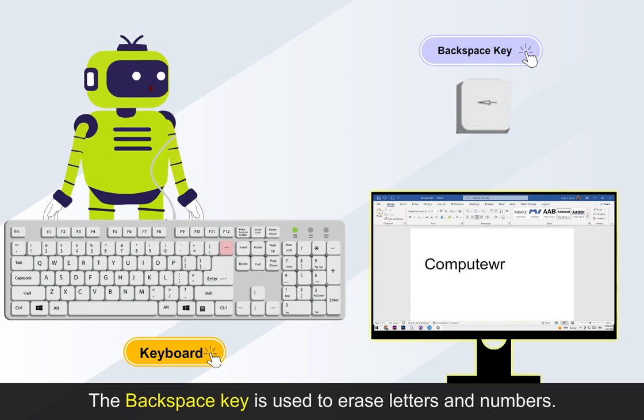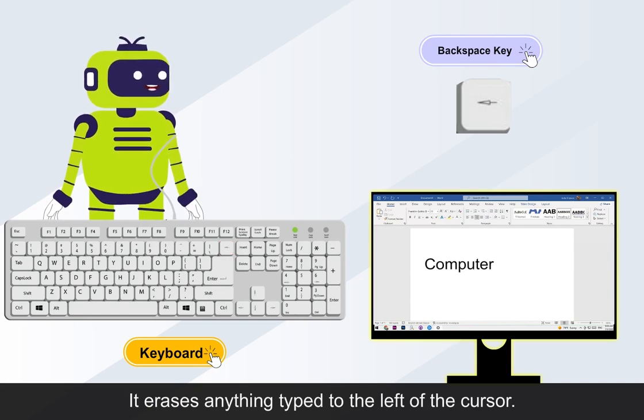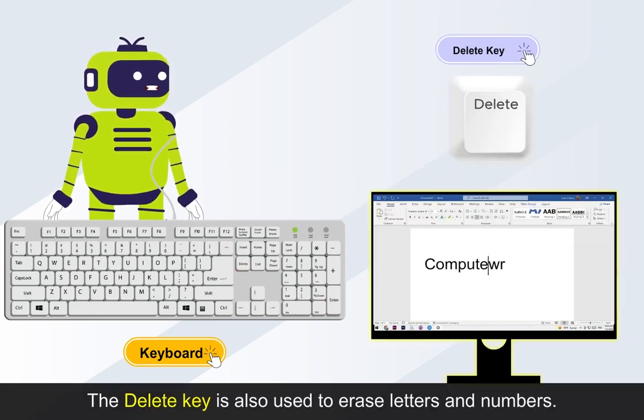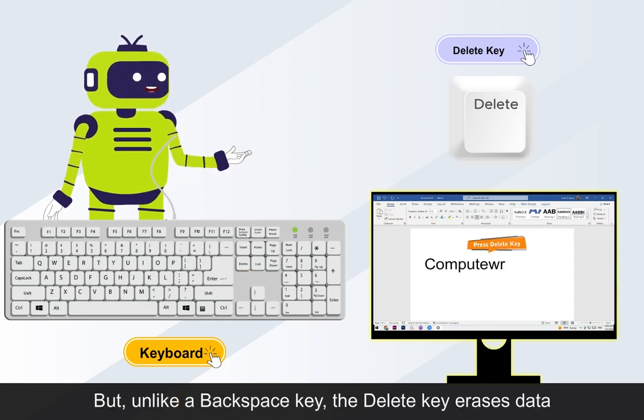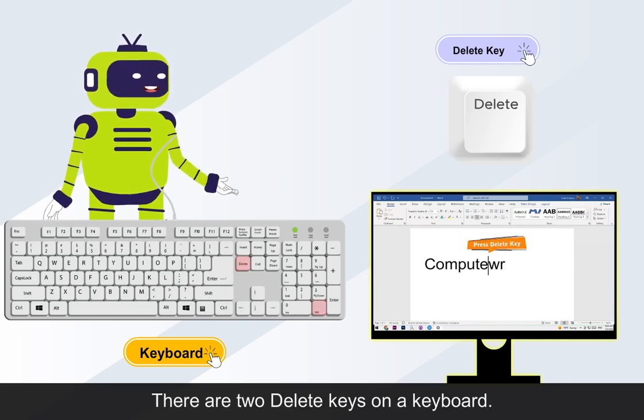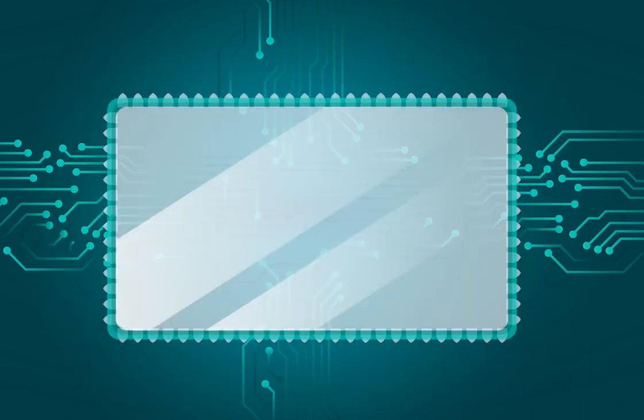Backspace key. The backspace key is used to erase letters and numbers. It erases anything typed to the left of the cursor. Delete key. The delete key is also used to erase letters and numbers. But unlike a backspace key, the delete key erases data to the right of the cursor. There are 2 delete keys on a keyboard.